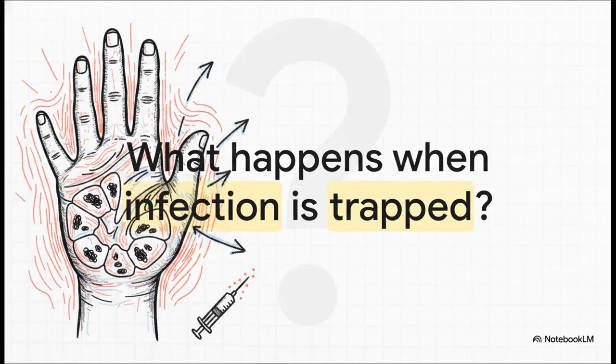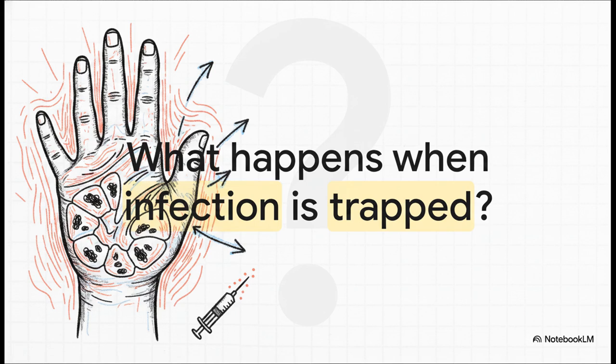Imagine this for a second. A patient walks in, and their hand is heavily swollen. The skin is incredibly tight, and they're in excruciating, throbbing pain. The pressure is quite literally rising by the minute. So what exactly is going on here? Well, what actually happens when a deep infection gets completely trapped inside the palm? The answer is all about the structural design of the hand itself.